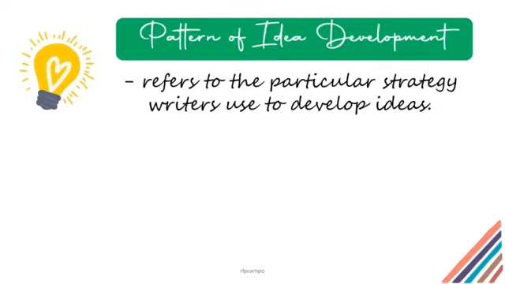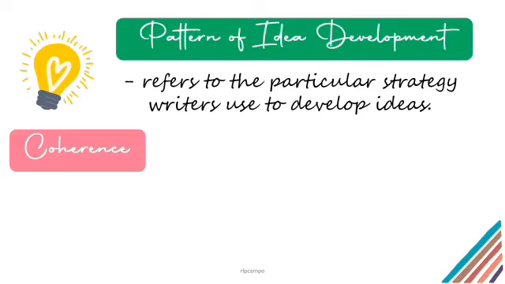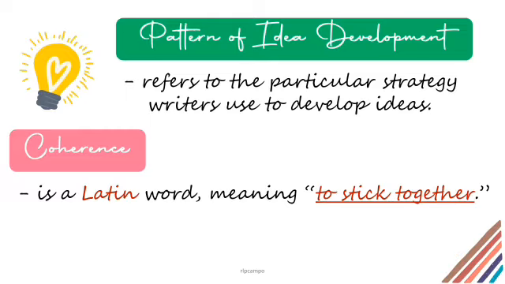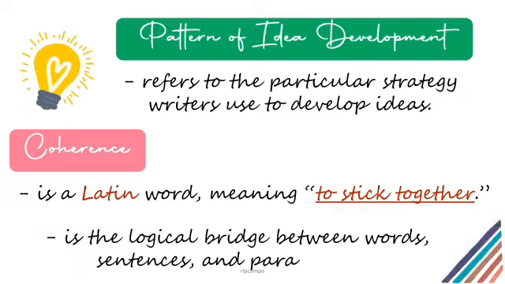In academic writing, the flow of ideas from one sentence to the next should be smooth and logical. The smooth flow of ideas from one to another could be achieved through coherence. Coherence is a Latin word meaning to stick together, which also means that it is the logical bridge between words, sentences, and paragraphs.